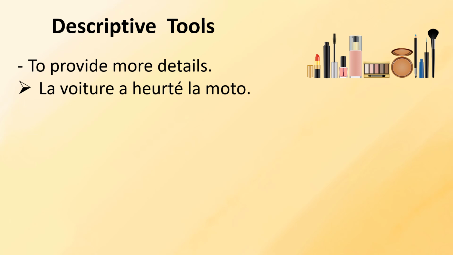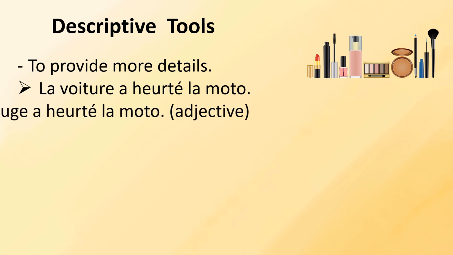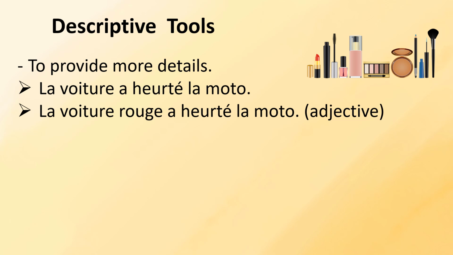Example, la voiture a heurté la moto. I'm just saying here, the car hit the motorbike. All right, what about this one? La voiture rouge a heurté la moto. So here I give the color of the car, the red car. And red is an adjective because it's describing the noun. The noun is la voiture. So here I'm adding a color, a bit like the makeup.